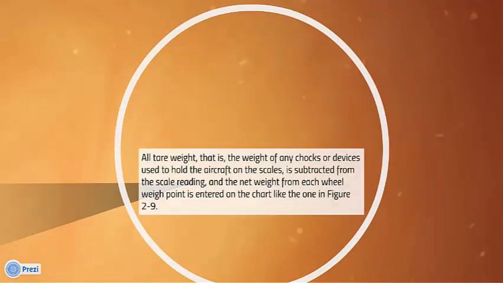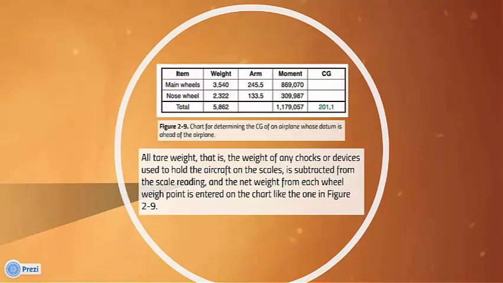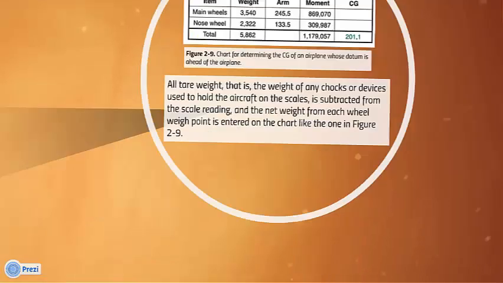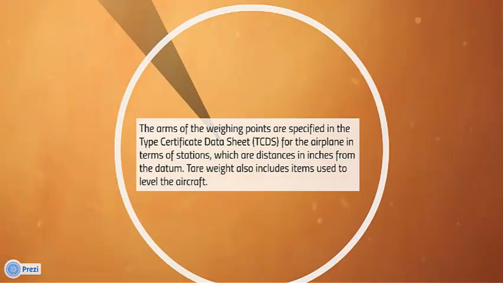All tare weight, that is, the weight of any chocks or devices used to hold the aircraft on the scales, is subtracted from the scale reading, and the net weight from each wheel weighing point is entered on the chart. The arms of the weighing points are specified in the Type Certificate Data Sheet, or TCDS, for the airplane in terms of stations, which are distances in inches from the datum. Tare weight also includes items used to level the aircraft.